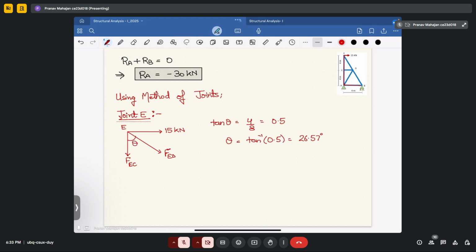Okay, now let's solve the problem. So in this, first I will apply summation of horizontal force equal to 0. That will give me FED sine theta plus 15 equal to 0. So from this, I will calculate FED equal to minus 15 upon sine theta. That will give me equal to minus 33.535 kilonewton. I think till this point, everything is clear.